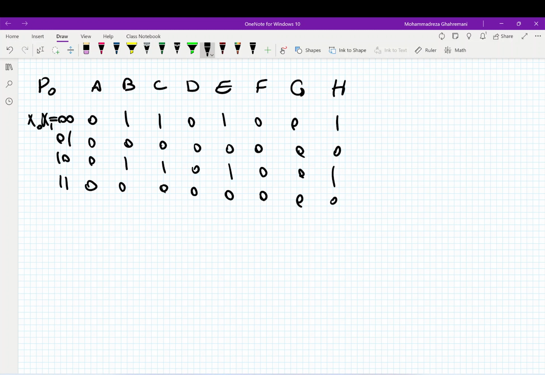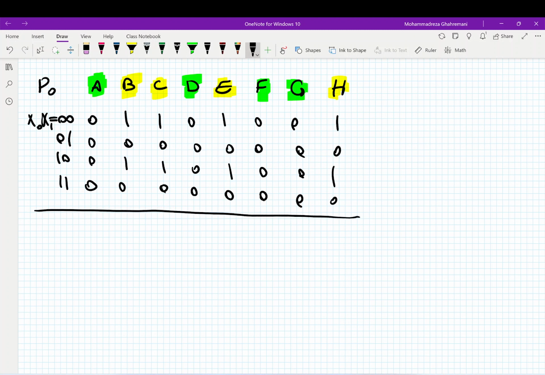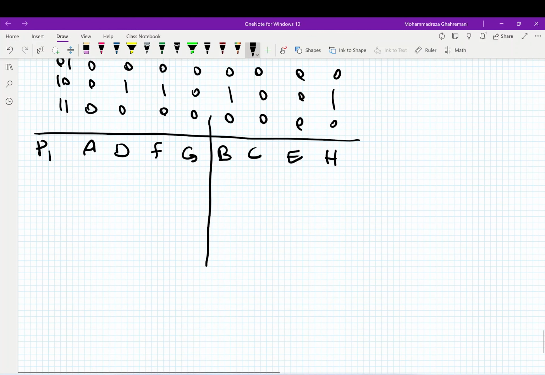And now we need to group states with identical outputs. So the outputs of A, D, F, and G are one group. B, C, E, and H are one group. Okay, now that we know we have two groups, let's write P1. So in P1 we write A, D, F, G in one group, one block in fact, and B, C, E, H in another group.